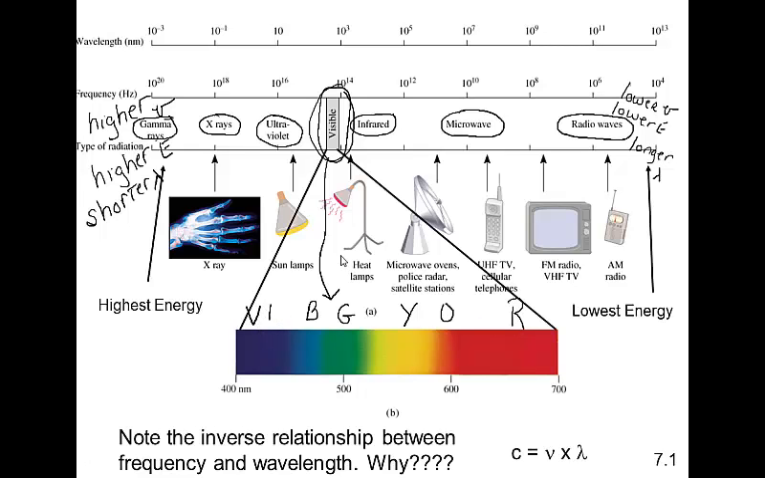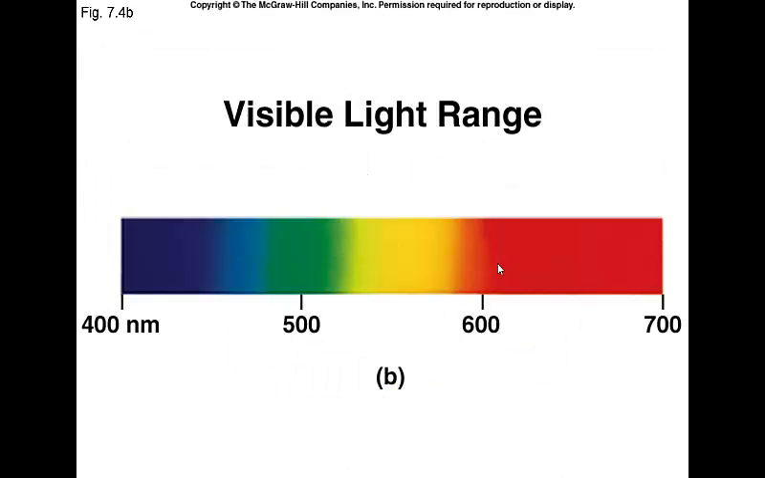Now again, every one of these electromagnetic spectrum, energy, or light, whatever you want to refer to it as, will travel at the same speed. Light travels at the same speed, 3.00 times 10 to the 8th meters per second, or 3.00 times 10 to the 17th nanometers per second. Every one of these has the same speed. All right, pertaining to just the visible light range.